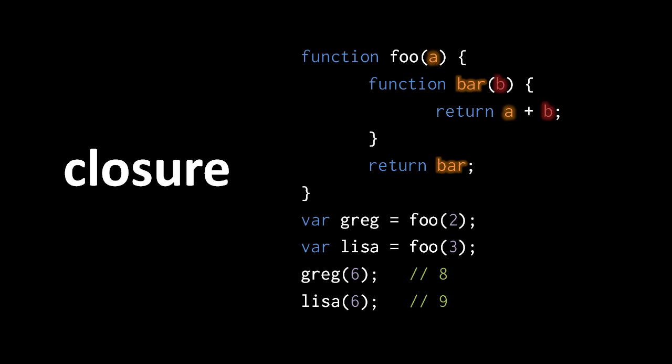So when we call foo with an argument 2, it returns a copy of the function bar for which the retained variable a of foo has the value 2. Likewise, when we call foo with an argument 3, it returns another copy of the function bar for which the retained variable a of foo has the value 3.